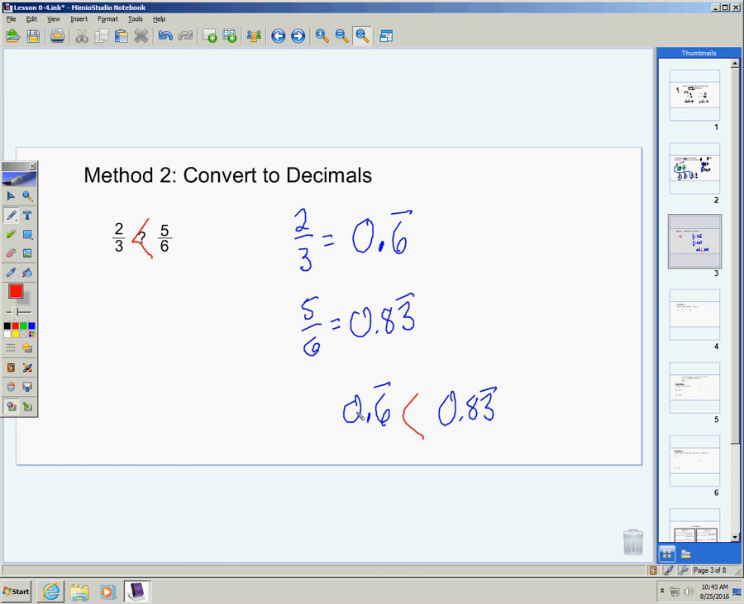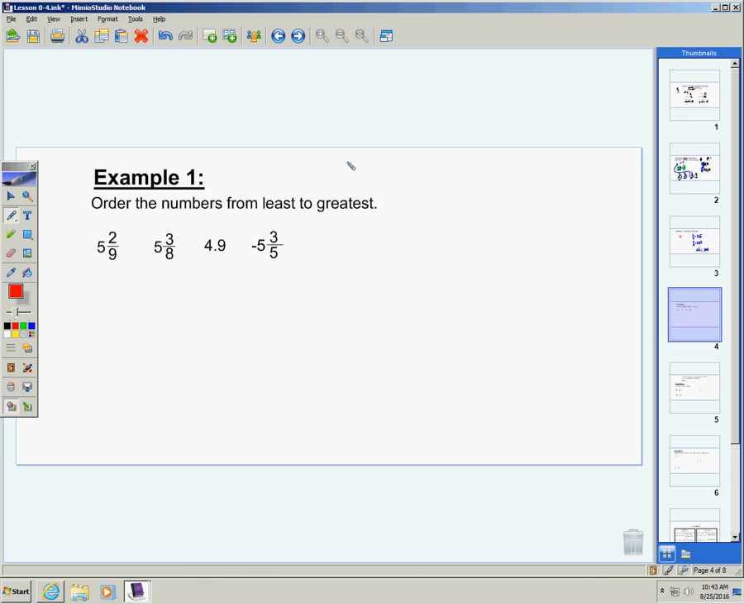So looking at our first example, we're going to order the numbers from least to greatest. And to do that, we somehow need to compare all these numbers. And I just finished saying method 1 was my favorite. However, use method 2 if one of them is already a decimal. This one's already a decimal, so we're just going to use method 2 because otherwise we'd have to convert from a decimal back to a fraction.